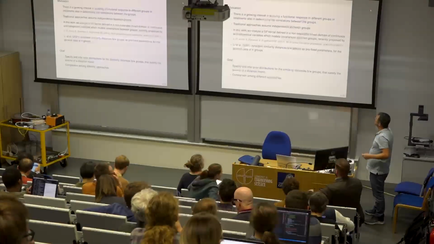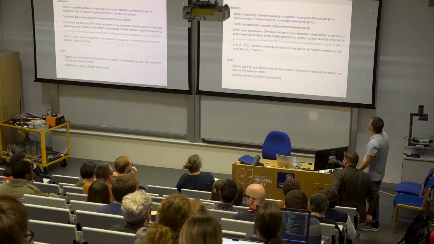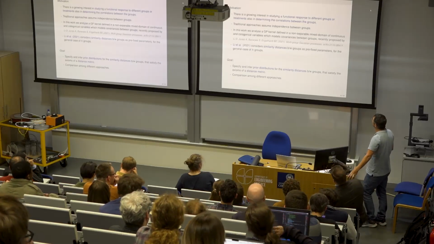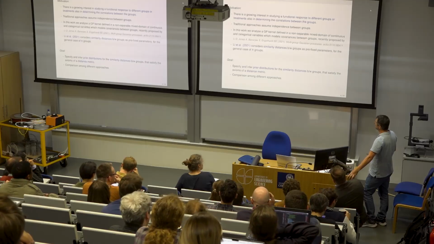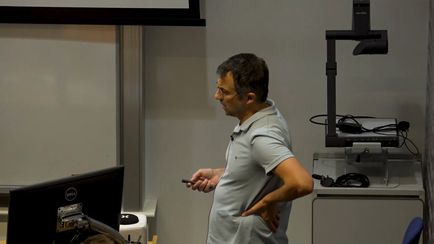There is a growing interest in studying the functional response to different groups or treatments, also in determining the correlations between the groups in biomedical studies, but also in many other fields. Traditional approaches in general assume independence between groups. In this work, we analyze a new covariance function for Gaussian processes, which is defined in a non-separable mixed domain of continuous and categorical variables that models the covariances between observations that belong to the same group but also to different groups.